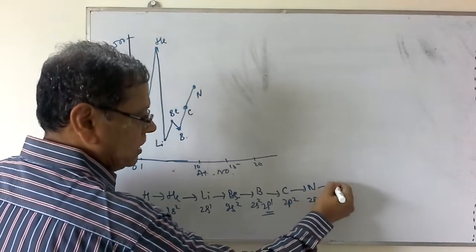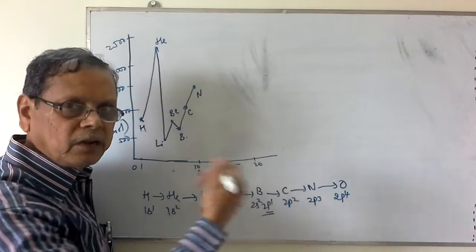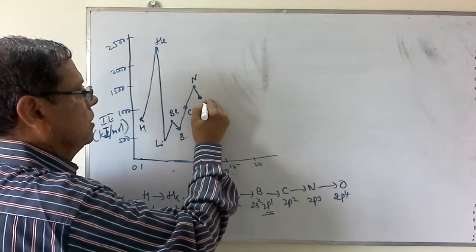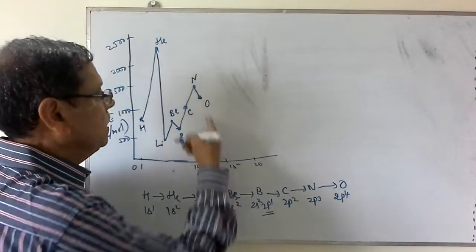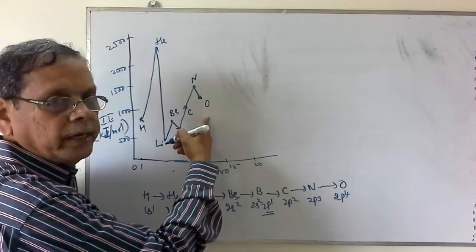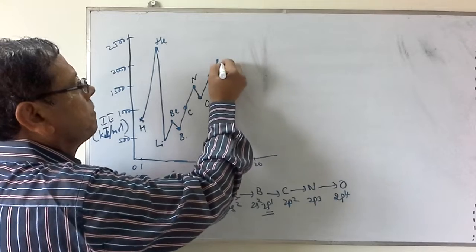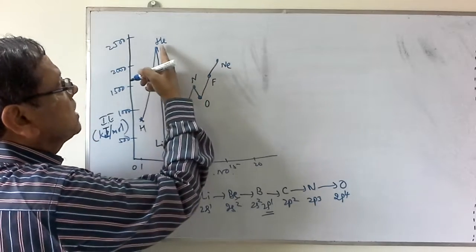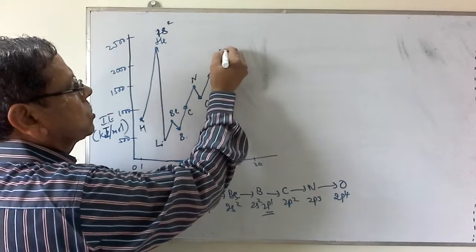From nitrogen to oxygen, it is having 2p4 configuration. Because of the extra electron present in the 2p orbital, it requires less energy. So comparing to nitrogen, oxygen requires lesser energy. But if you remember, from carbon to nitrogen to oxygen, there is an increase in the nuclear charge. That's why oxygen has higher ionization energy as compared to carbon, but less as compared to nitrogen. From oxygen to fluorine, fluorine to neon. Compare helium and neon. Helium has 1s2 configuration, while neon has 2s2 2p6.